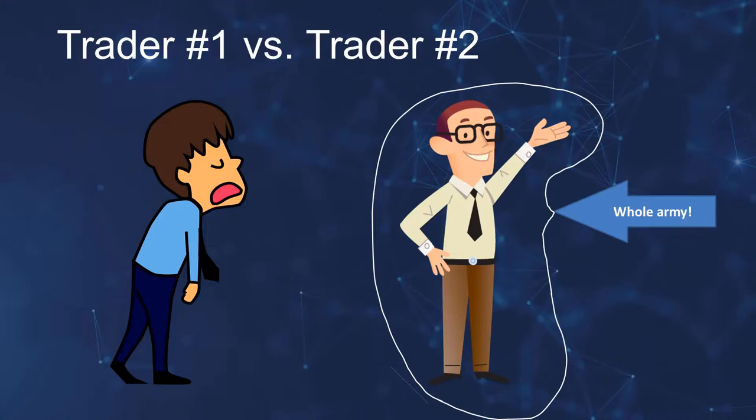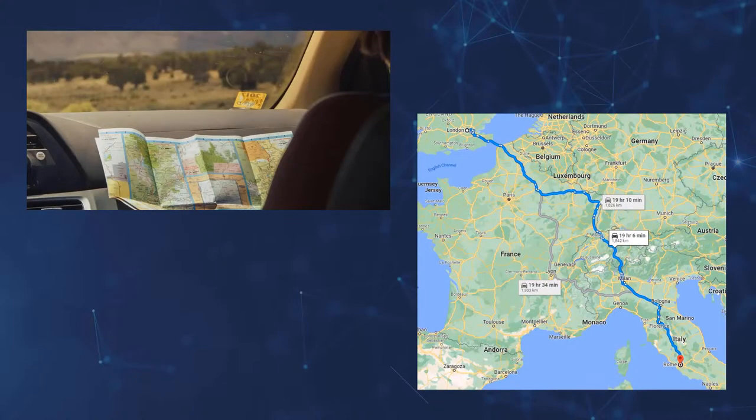Try to imagine what it would be like if you had an army of such traders who react in a split second, never get tired, and always assess the market correctly. How would that affect your results? I believe quite significantly. It is fascinating that we use the principle mentioned above in our everyday lives on a very, very regular basis. Maps are a typical example.